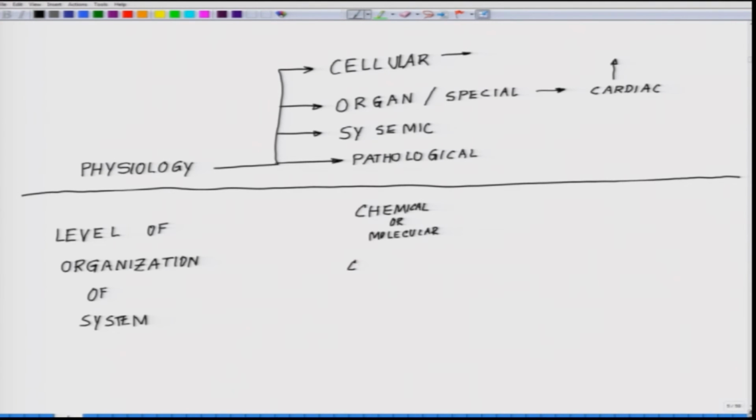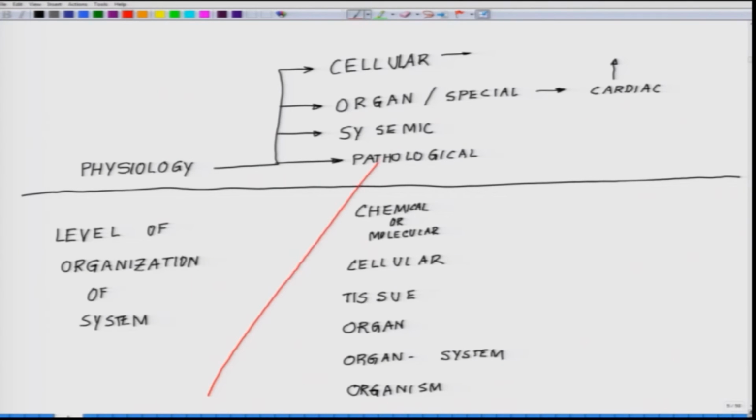Next is the cellular level of organization, at the level of the cell. You can study cellular physiology. Third, a higher organization is the tissue level of organization, where you talk about histology. Fourth is the organ level of organization, where different tissues form an organ. Next is when different organs interact with each other, organ system physiology. Okay. And the final one is the organism level of physiology. And if you draw the pyramid, it will be something like this. Okay. This is how the pyramid will look.